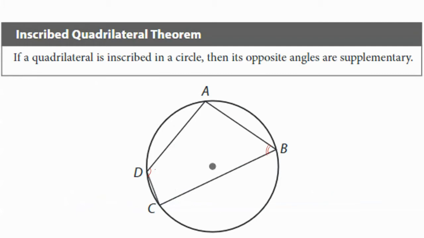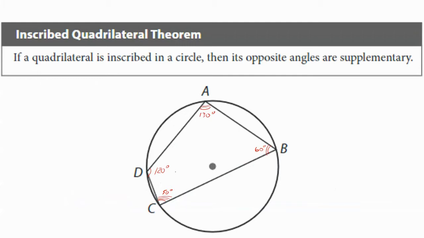So that means if D was 120 degrees, B would actually have to be 60 degrees. All right. That's useful in figuring out inscribed angles. All right. So if A was, let's say, 130 degrees, C would have to be 50 degrees. So that's basically what the inscribed quadrilateral theorem is saying there.